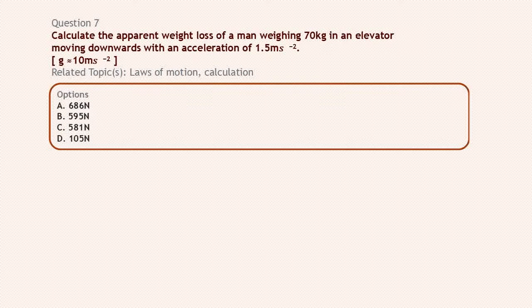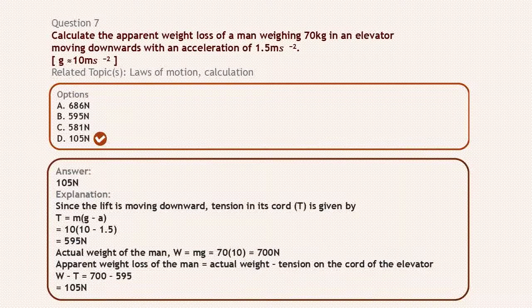Now the mass of the man is what we are given here as 70 kilogram. So the actual weight of the man is going to be the mass of the man times the acceleration due to gravity. That will be 70 times 10, which is equal to 700 Newton. This is the actual weight of the man. Now we will look for what is the weight of that man in that lift. What's the weight of the man in the lift?